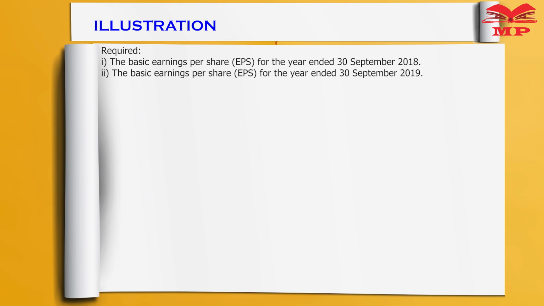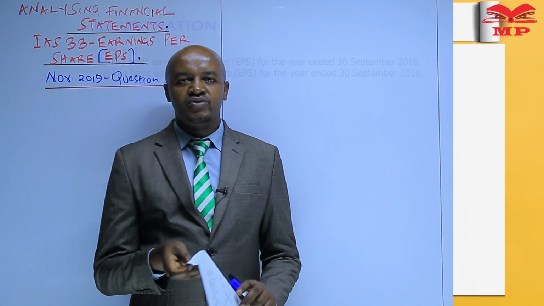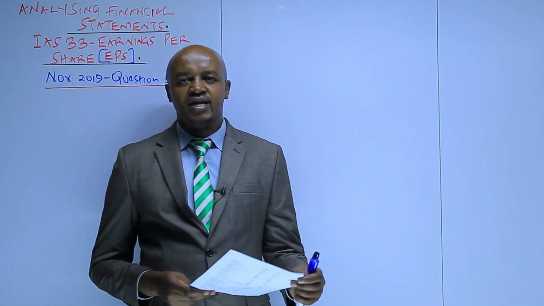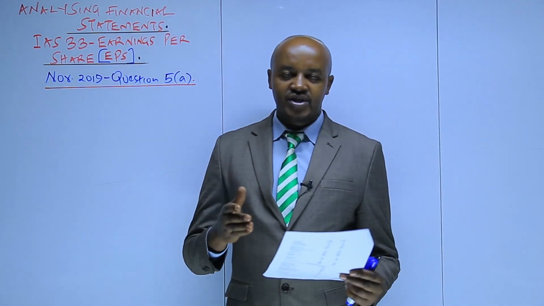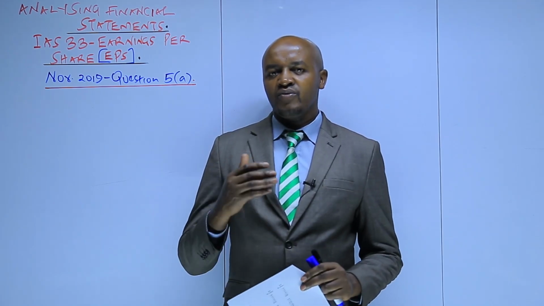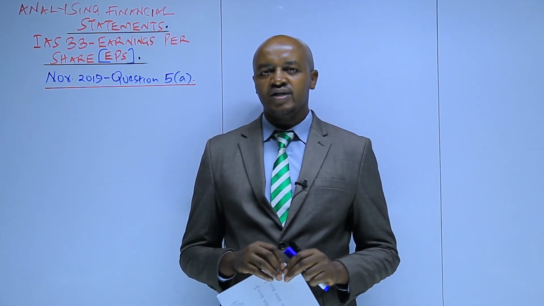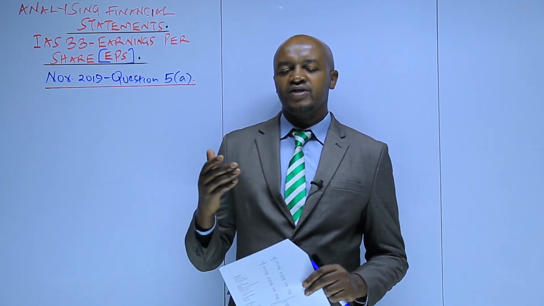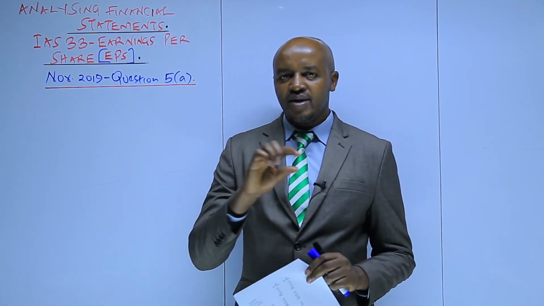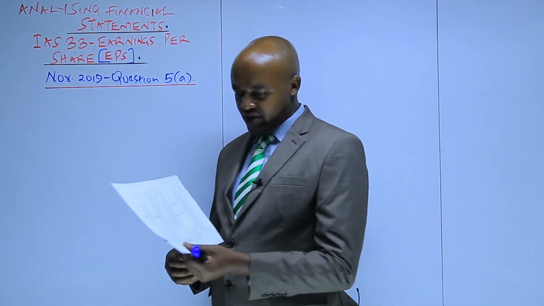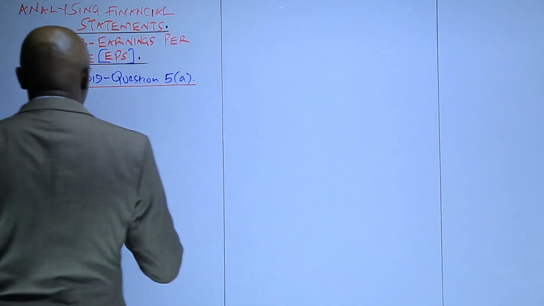So from that particular information, what the examiner was requiring, number one, is we compute the basic earnings per share, BEPS, for the year which ended 30th September 2018. And number two, we compute the basic earnings per share for the year which ended 30th of September 2019. So here we are required to compute the BEPS for 2 years. And what we said is that in computing the basic earnings per share, we take the profit attributable to ordinary shareholders, we divide that by the weighted average number of ordinary shares. In other terms, we take the PATOS, divided by what? With the weighted average number of ordinary shares.